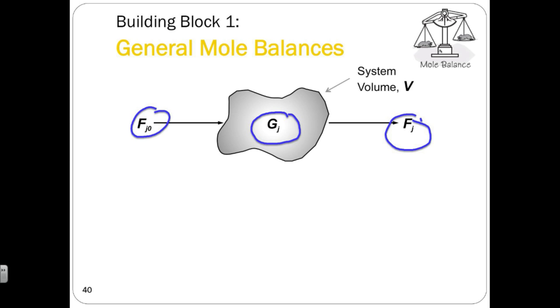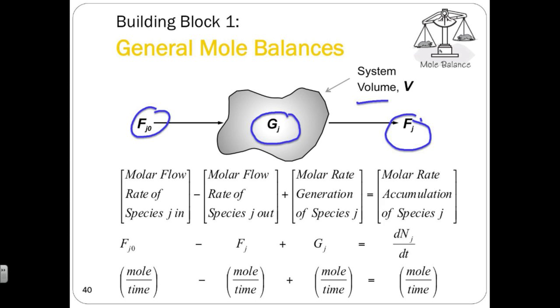So we do a balance. The molar flow rate of j in, which is F_j0, minus the molar flow rate of j out, which is F_j, plus the molar rate of generation of species j, is equal to the accumulation. In minus out plus generation equals accumulation. What is the rate of accumulation? Accumulation is the change in the amount of a species with respect to time. So all these have to, of course, have the same time units.